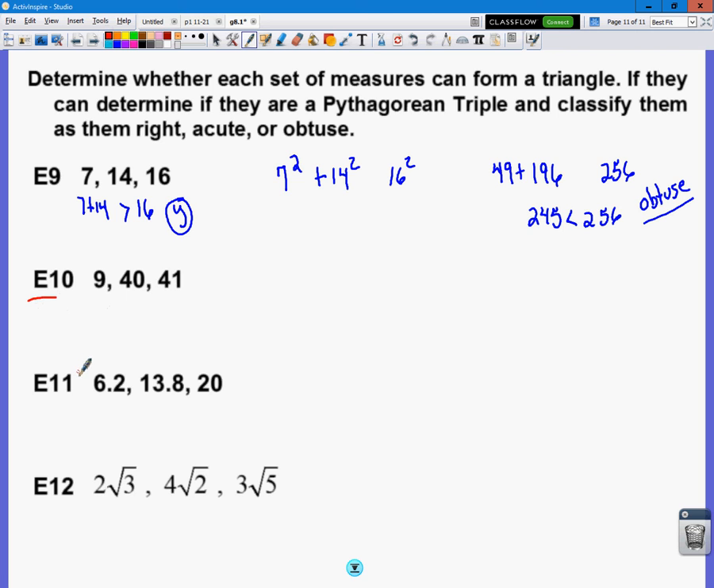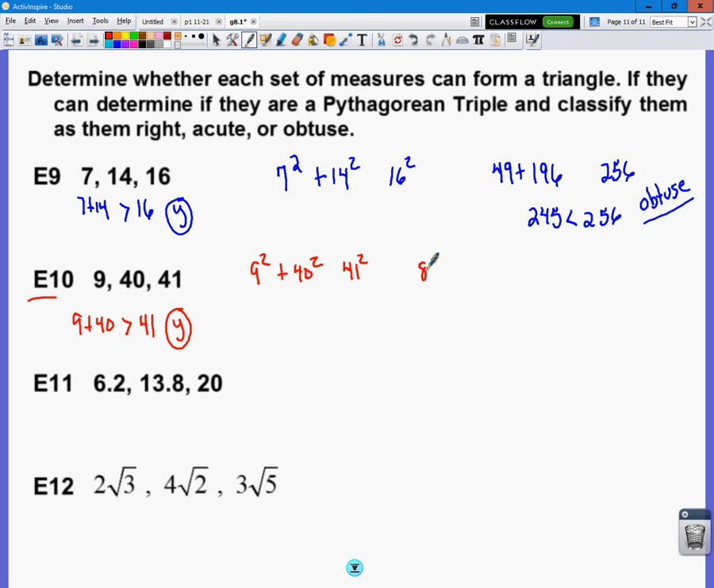First thing we're going to check, can it be a triangle? 9 plus 40 greater than 41. Yes or no? Yes, it can be a triangle. Then I'm going to check 9 squared plus 40 squared, and I'm going to compare it to 41 squared.